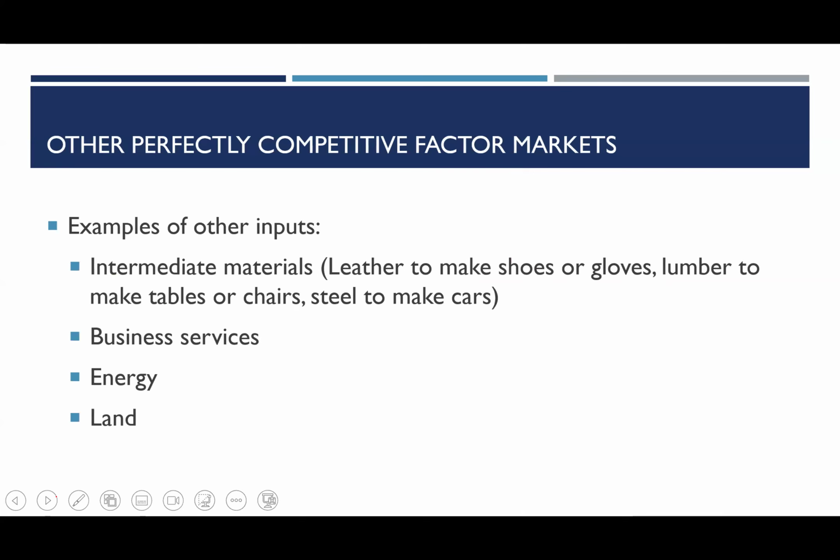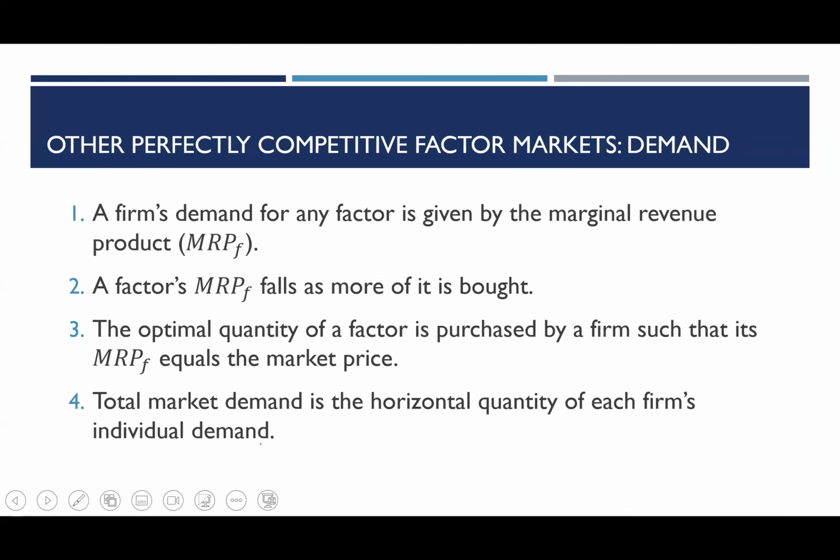All right. Besides capital, we're going to have other inputs that you could look at. So intermediate materials like leather to make shoes or gloves, lumber to make tables or chairs, or steel to make cars. Potentially business services, right? If someone offers a consulting service or a printing service or design service, right? Those are all going to be inputs. Energy, right? You need electricity for most things nowadays, and even land, right?